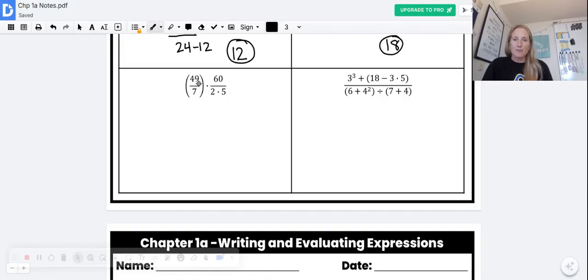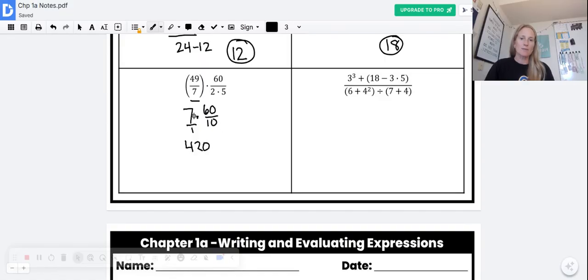In the next two examples, I do have a grouping. So the first thing that I'm going to do here is 49 divided by 7. That's my starting point. However, numerators and denominators are also considered groupings. So I'm going to go ahead and multiply those two numbers together too and get 10. Now I am multiplying, and when I multiply fractions, I multiply straight across. Remember, 7 is the same thing as 7 over 1. So 7 times 60 is 420.